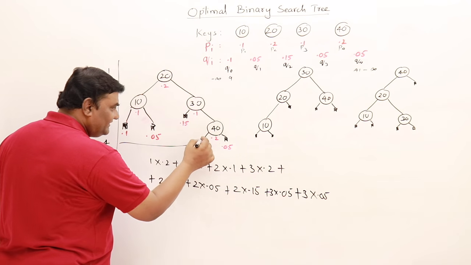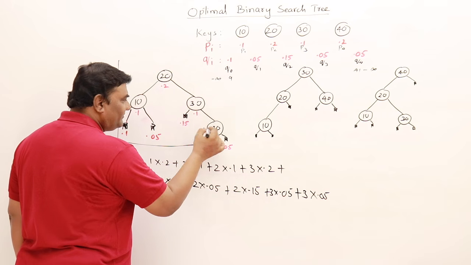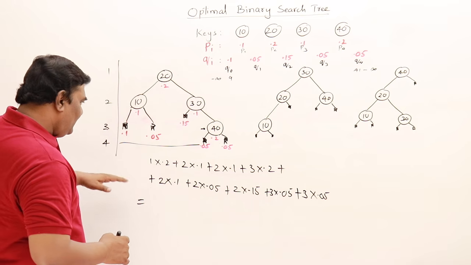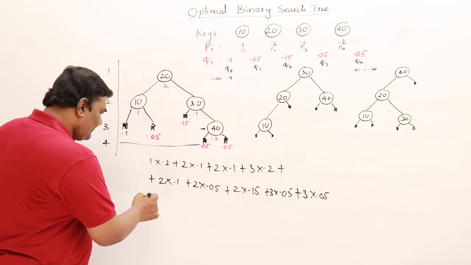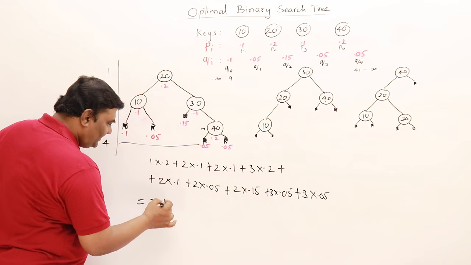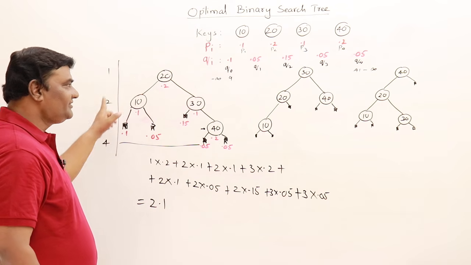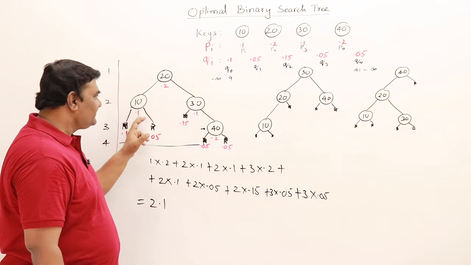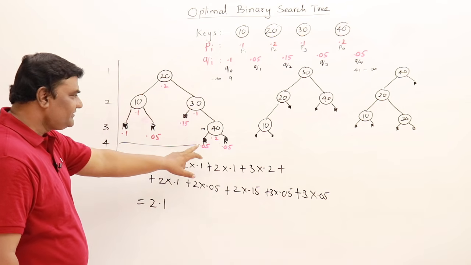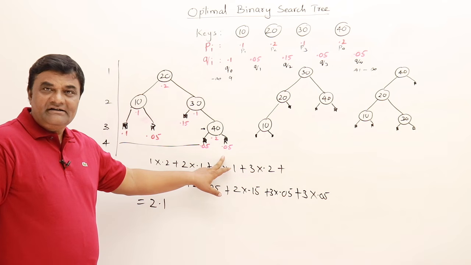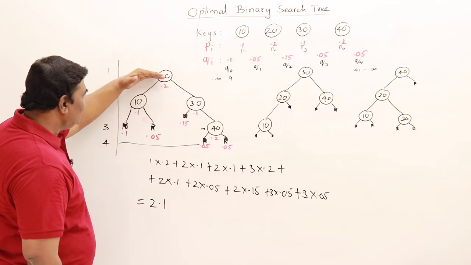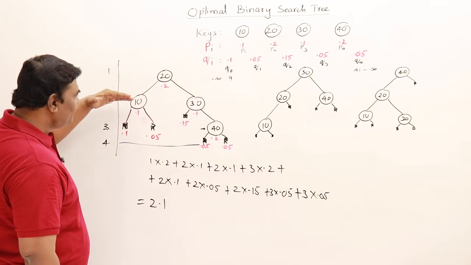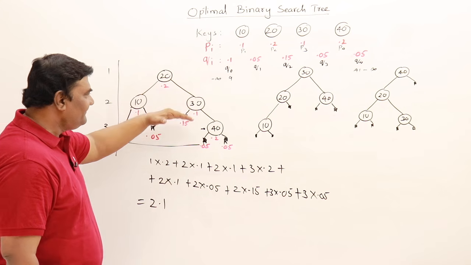So these are at fourth level, but the number of comparisons stops here. We have to stop here, that is level 3. So it should be 3. And if I multiply this and add, the result will be 2.1. So this is the cost of searching in this binary search tree by considering successful search probabilities as well as unsuccessful search probabilities. Right, where for every key we have taken its level as the number of comparisons. For unsuccessful search we have taken its level minus 1.